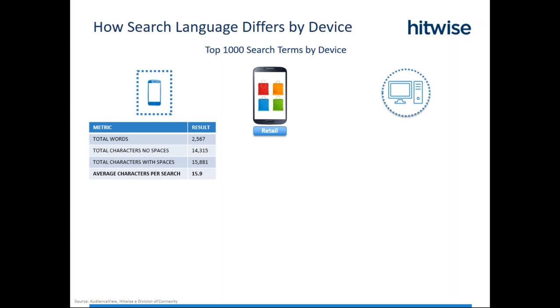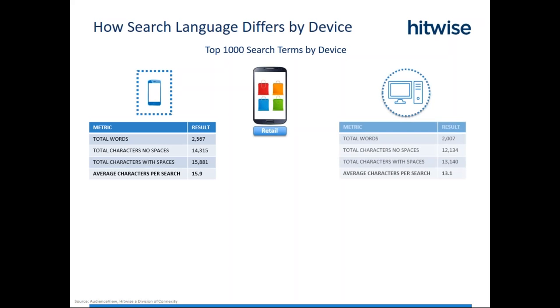And as you can see here, the total words in the top 1,000 search terms was just over 2,500. The total characters with spaces was 15,800. And then I worked out the average characters per search, which was 15.9. When you look at desktop, the average characters per search was at 13.1. So in fact, people were including more characters in their search on a mobile device than they are on the desktop. I think that's because they are wanting a more exact and definite answer, like where is the closest Woolworths near me?